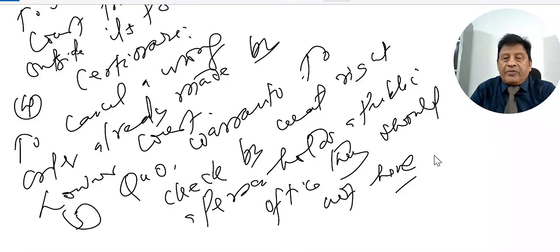And this way, if your basic fundamental rights are denied, you can directly go to the top court, the Supreme Court of India, avoiding the lower courts.